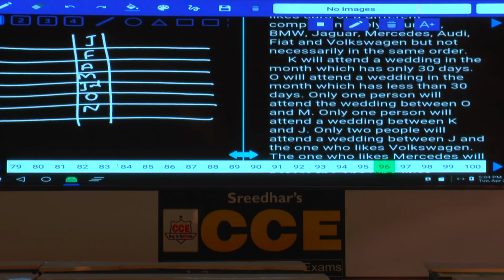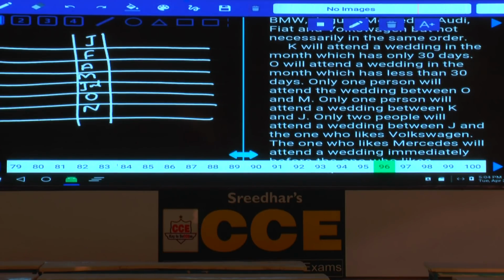Then, K will attend a wedding in the month which has only 30 days. Now in the first statement itself he has given that information. K is in the month of 30. As K is in the month of 30, hence K can be either in the month of April or in the month of November. There are 2 possibilities. Isn't it? This is the advantage we have by identifying the number of days in a month.